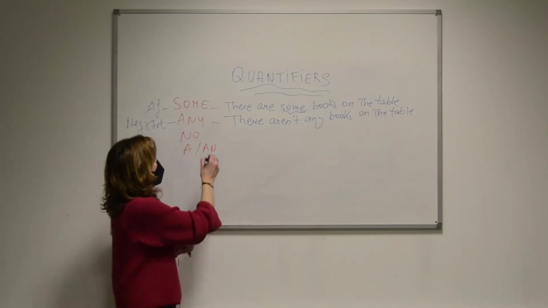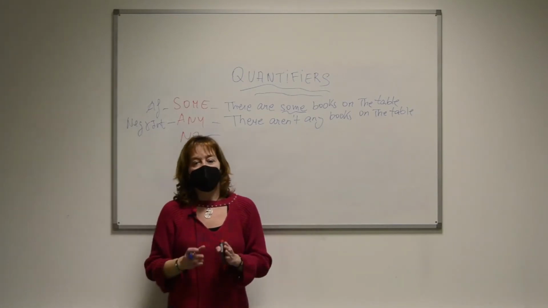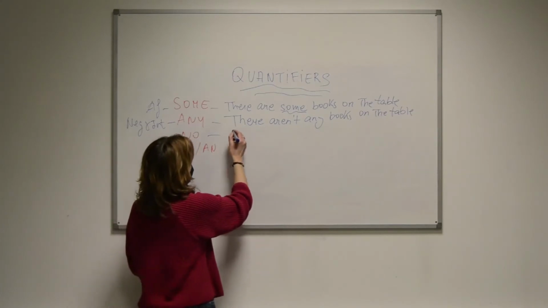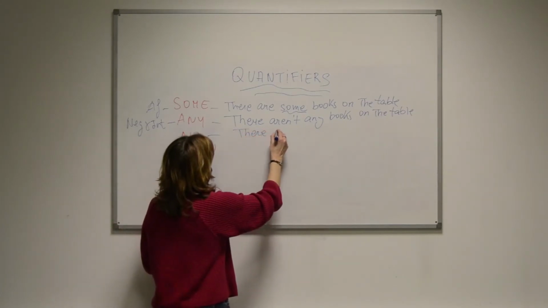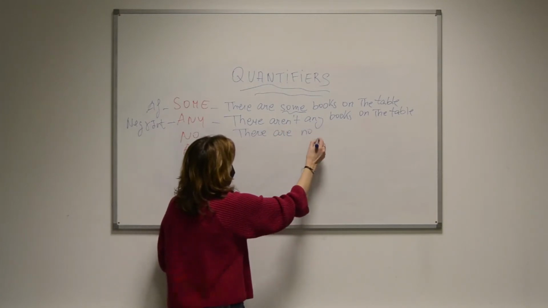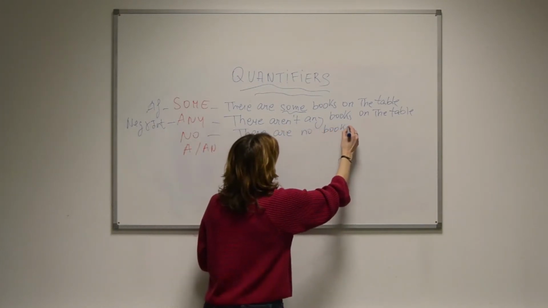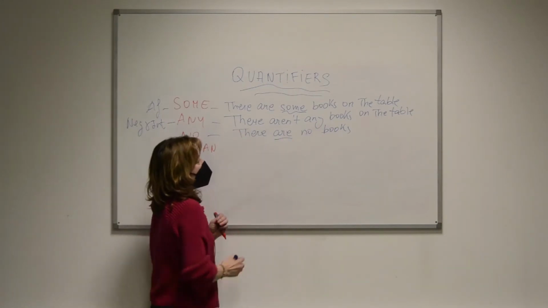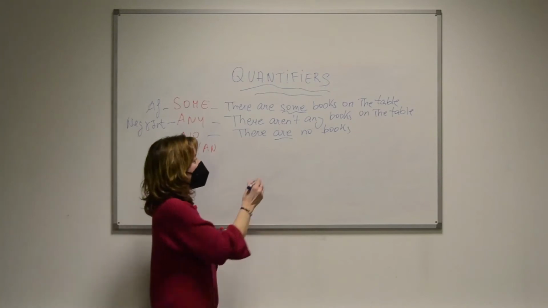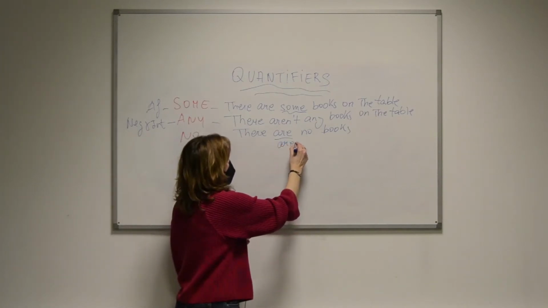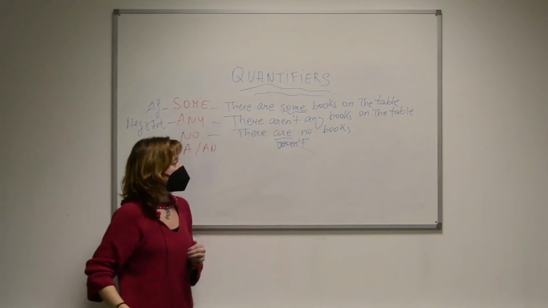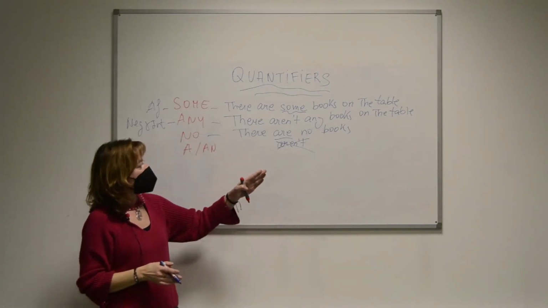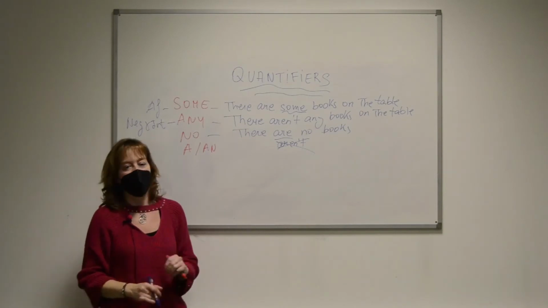And the last one, no, is used in affirmative sentences with a negative meaning. For example, the same sentence. There are no books. It means the same, but in this case, the verb is not negative. We cannot say there aren't no books, because in English, double negation is not possible. When we say there are no books, we mean that there aren't any books.